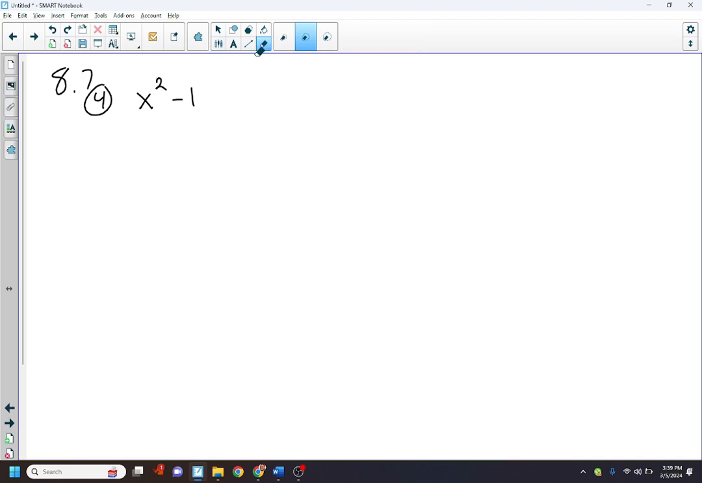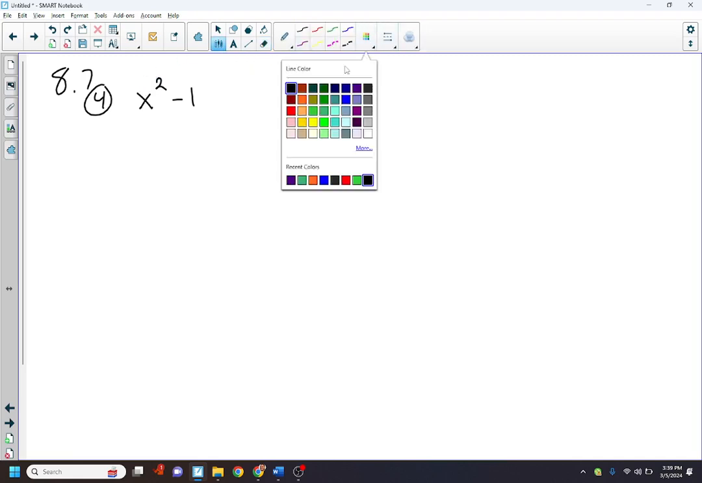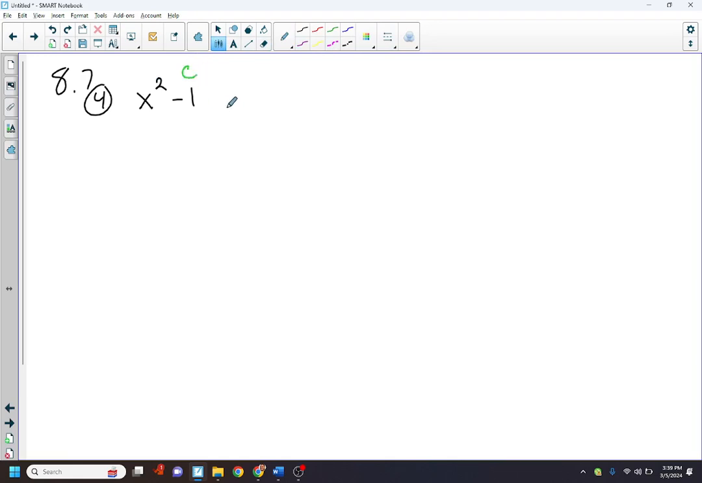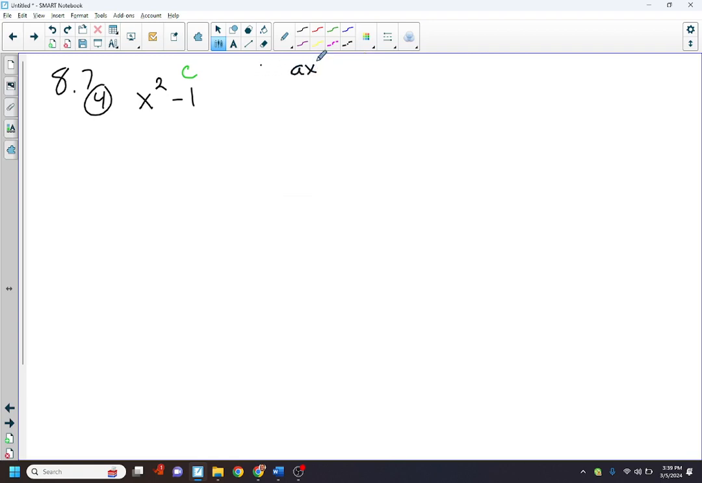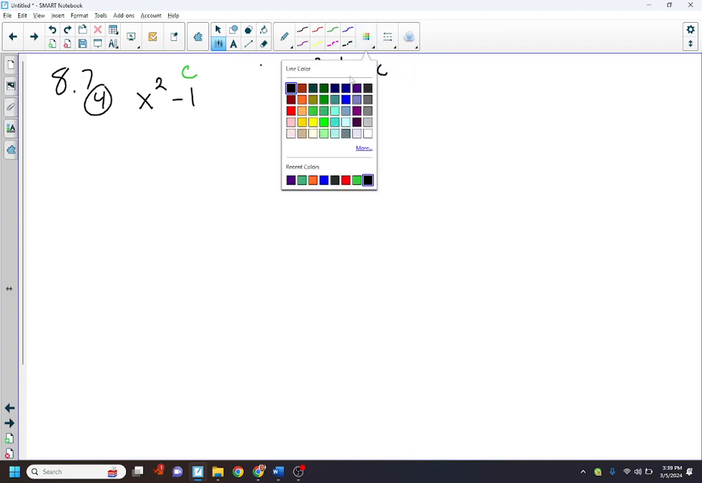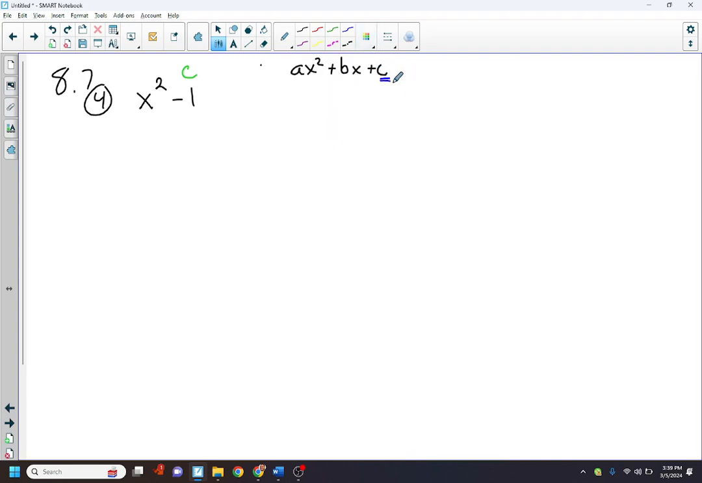So the long way to do it is first you have to identify something. This number that's by itself is the C. So ax squared plus bx plus c. C is always the number with no variable. So negative 1 here is no variable, so that must be c.